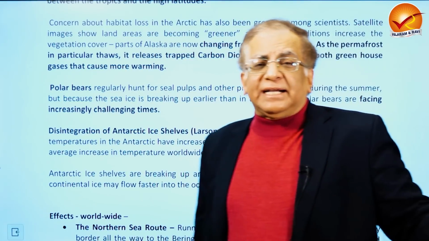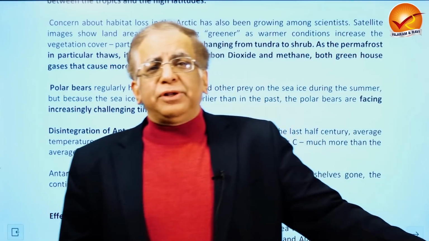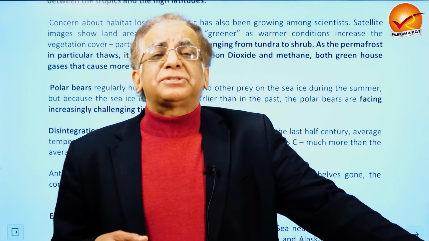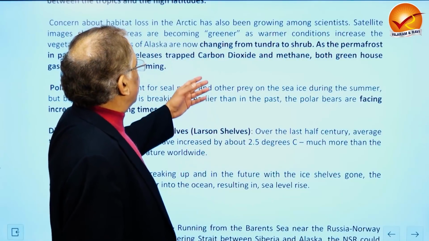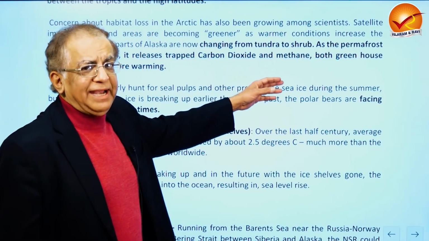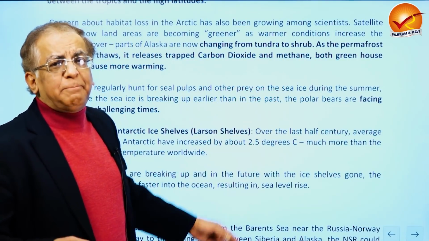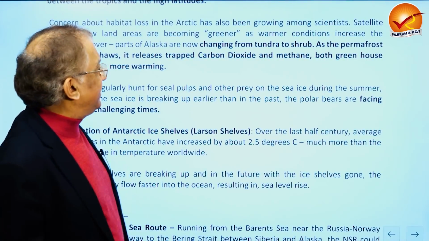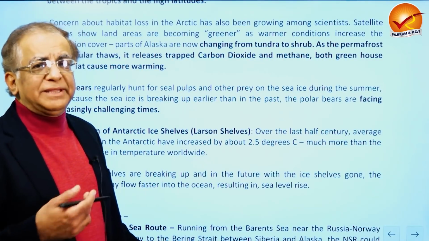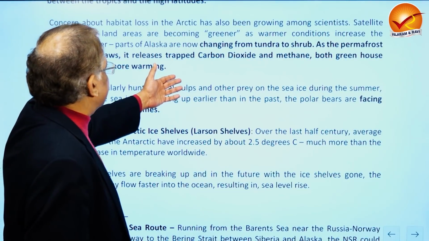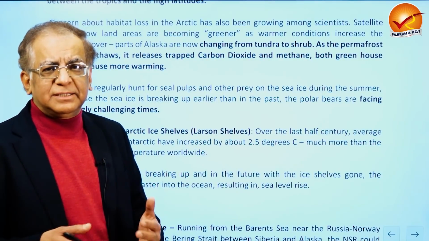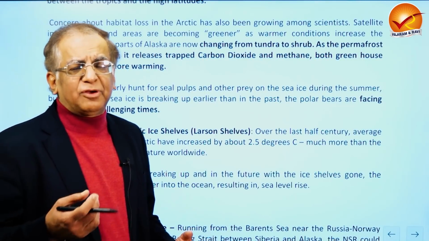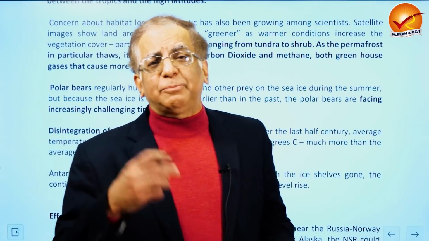Scientists have already started finding that the tundra climatic region of Alaska is turning itself into something which is more of the shrub kind of land, shrublands. It means permafrost is having its changes, and because of that we have more of the methane and carbon dioxide being released, because permafrost, remember, means permanently frozen subsoil portion.